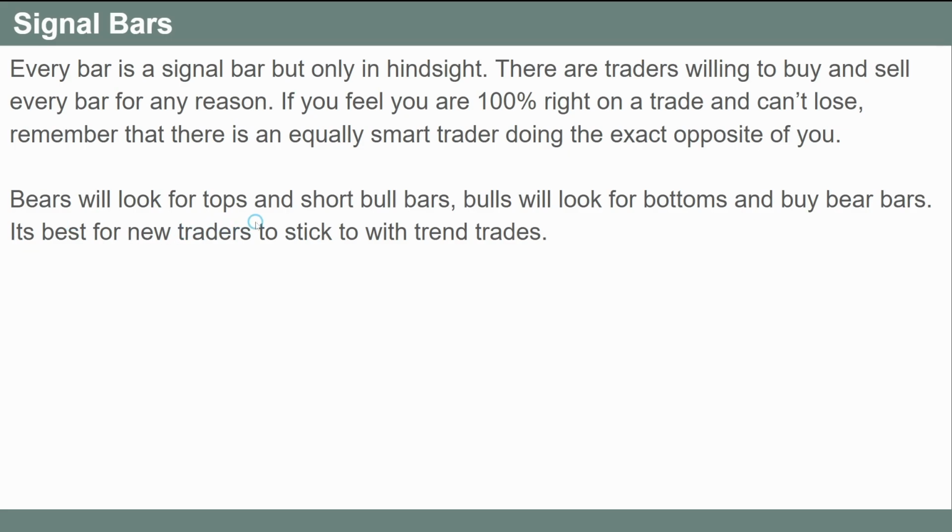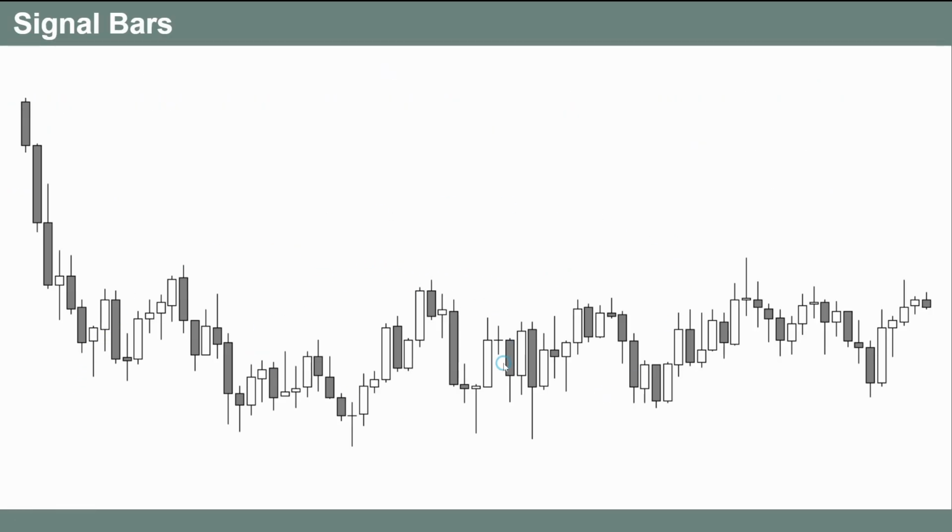Bears will look for tops and short bull bars. Bulls will look for bottoms and buy bear bars. It's best for new traders to stick with trend trades. Here's an example of a trading range. Previously, we talked about how any bar can be bought or sold for any reason.